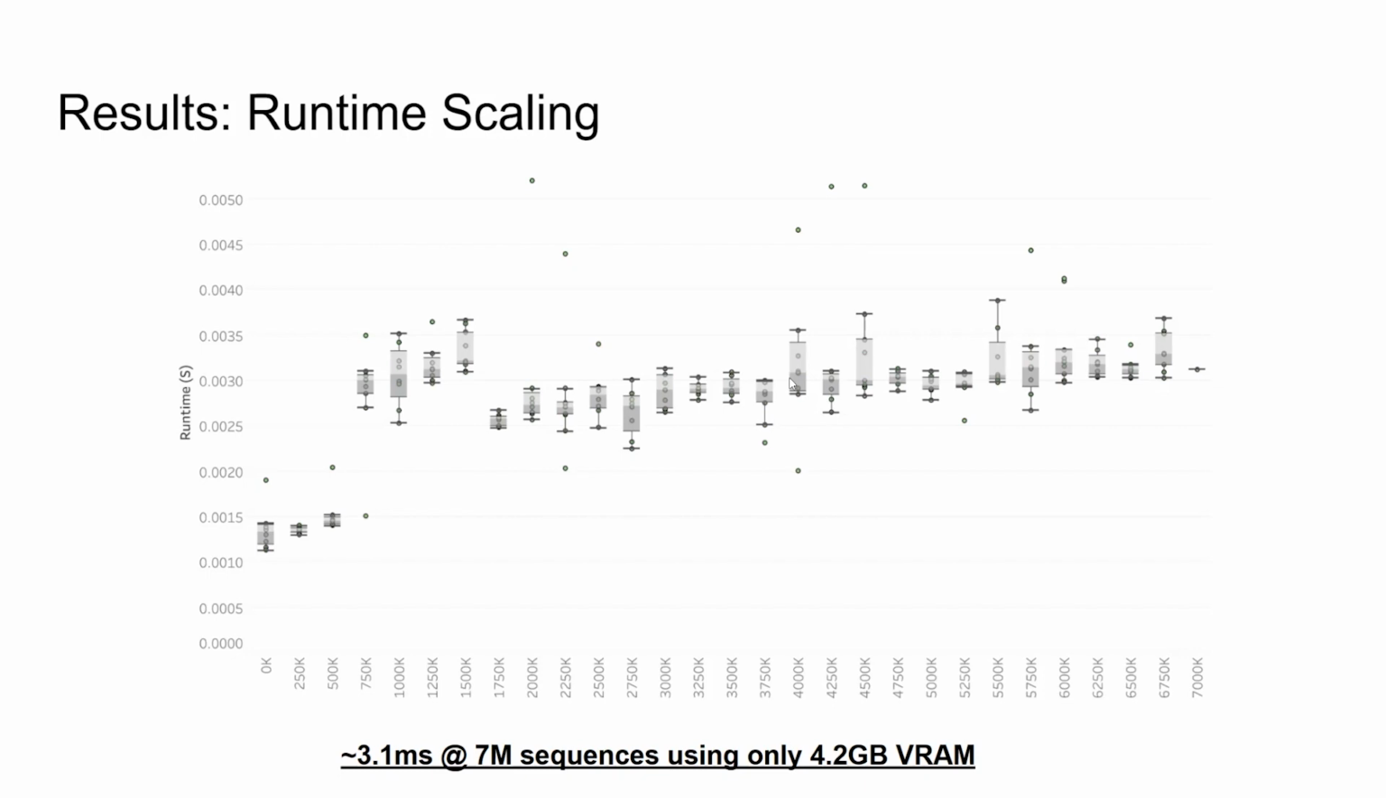The main takeaway here is that the evaluation with 7 million reference sequences takes only about 3.1 milliseconds and only uses 4.2 gigabytes of VRAM. And that's well within the capabilities of modern consumer-grade GPUs, which are typically equipped with 8 to 48 gigs of VRAM.